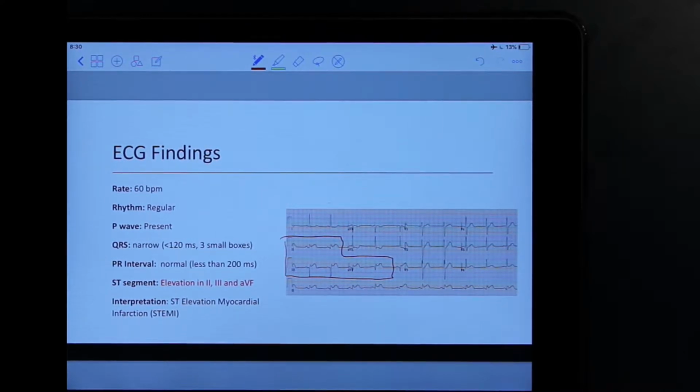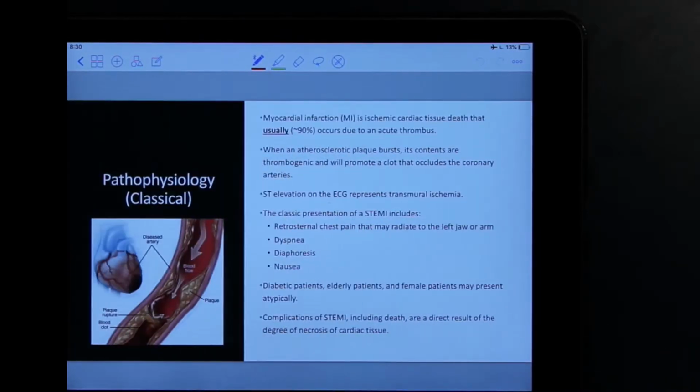So our interpretation would be ST elevation myocardial infarction, and this is actually an inferior STEMI, and we'll tell you how to localize this later in the slides.